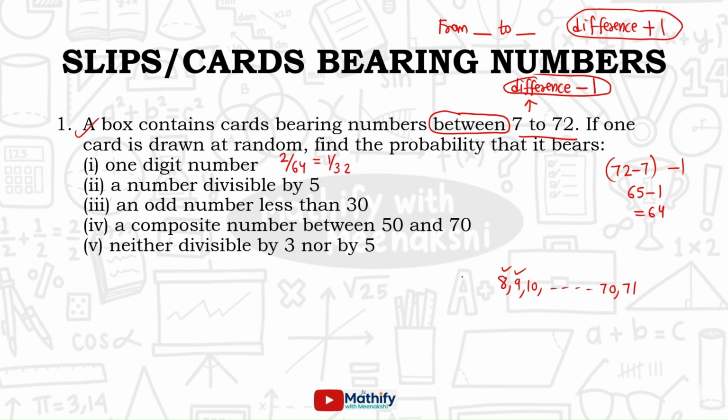Now you know that from 1 to 70, because here we have 71, from 1 to 70, how many numbers we have that is divisible by 5? Just divide 70 by 5, you will get 14. But we don't have 5, that means total we have 13. You can simply do like this, 13 by 64.